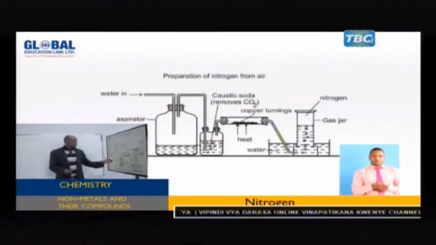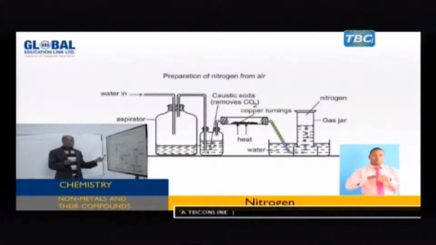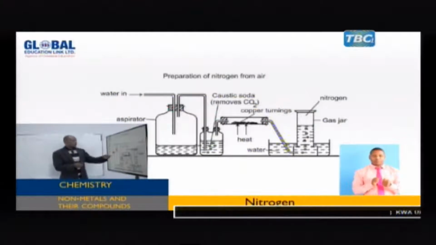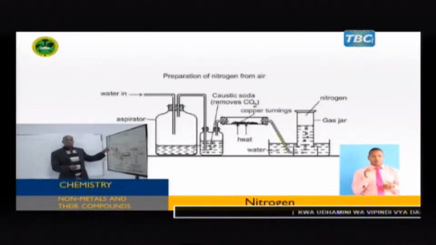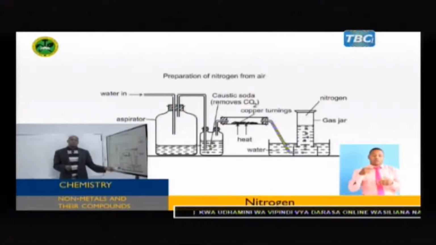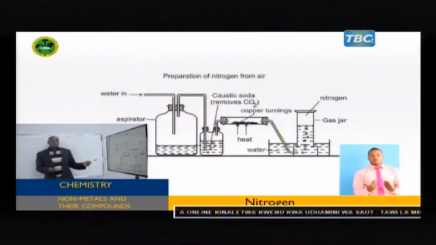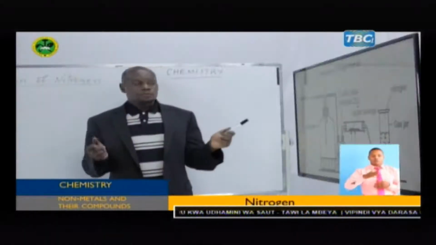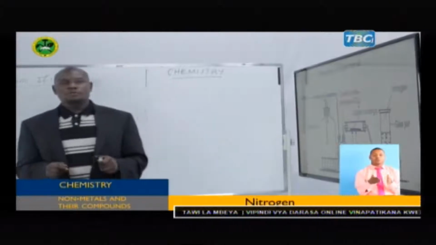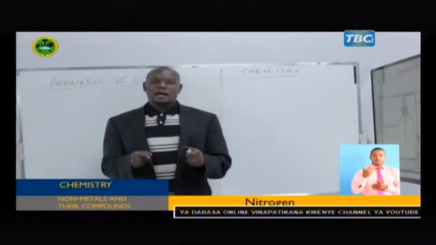So instead of using the aspirator here, you may pump air directly from the atmosphere by using a bicycle pump. How do you do it? You don't need the aspirator here. You just pump the air from the atmosphere directly into the sodium hydroxide. When it enters the sodium hydroxide, carbon dioxide will be absorbed and the oxygen will react with the heated copper to form copper oxide, and then the nitrogen gas together with the inert gases will be collected over water. So my dear student, that is a simple way of how you can prepare nitrogen gas from the atmosphere.